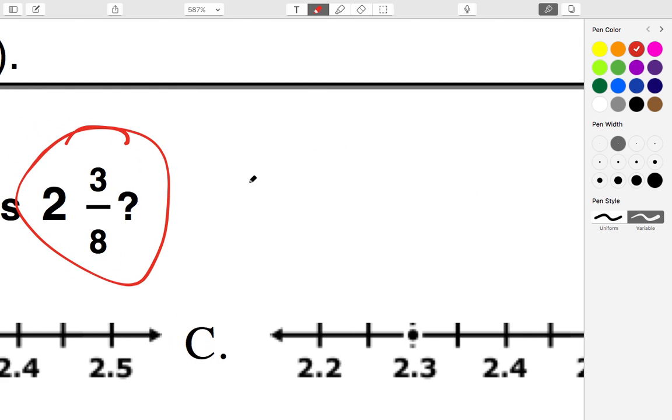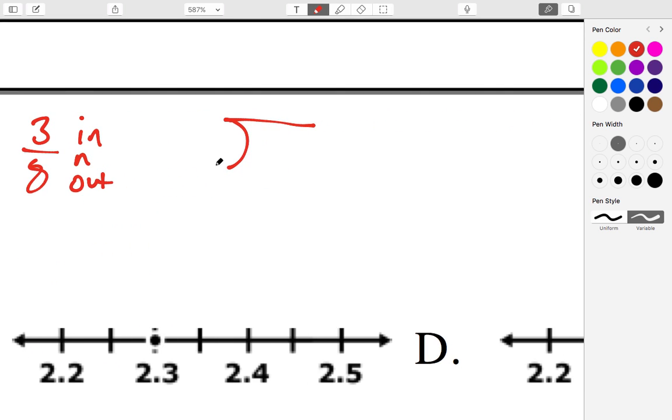Basically, this 3/8 here, I need to change to a decimal, so I'm going to write in and out to remember how to put it in a decimal. What goes inside? So we put the in and out so we can remember what goes inside. What goes inside? 3. Very good. What goes outside? 8. And now you have to add what?